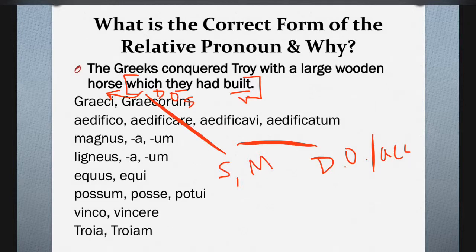Well, you've made it through your first few examples of determining the correct form of the relative pronoun. Now we're going to test how well you really know what you're doing and ask you to explain to the class how to find the correct form of a relative pronoun. Are you up for the challenge? I think you are.